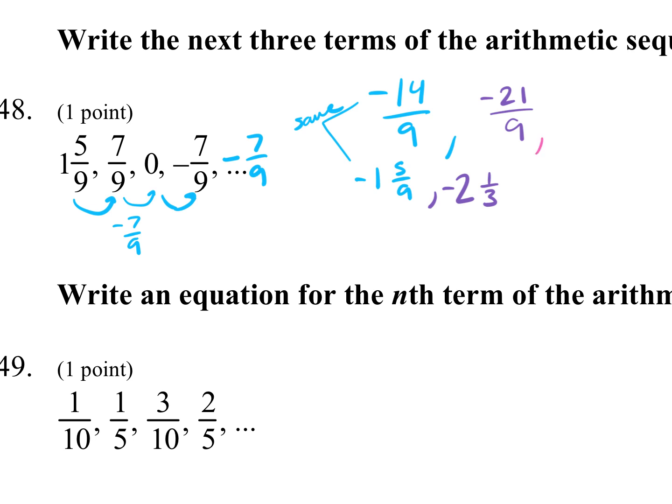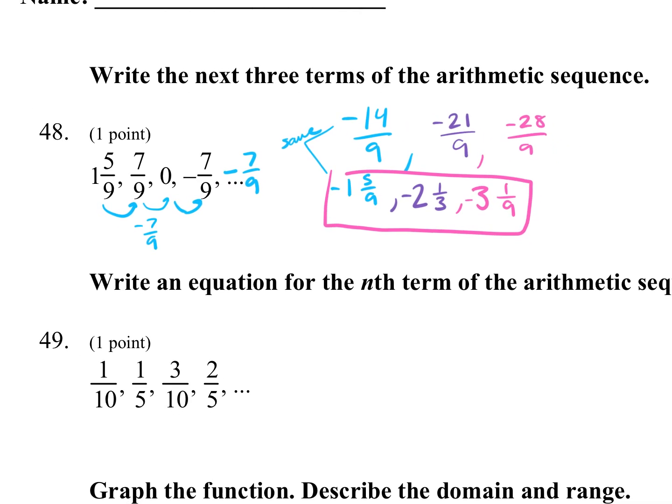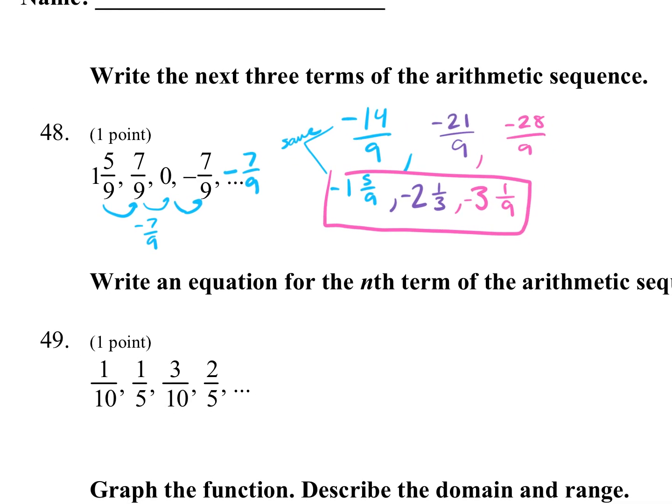And then again, I would subtract another 7 over 9, so that would be negative 28 over 9. How many times does 9 go into 28? 3, so negative 3. And how many left over? 1/9. Perfect. So this would be our mixed numbers. Up top would be our improper fractions. If this was a free response question, you could leave it either way. But if it's multiple choice, you may see it this way or you may see it this way. So it just might be one or the other.